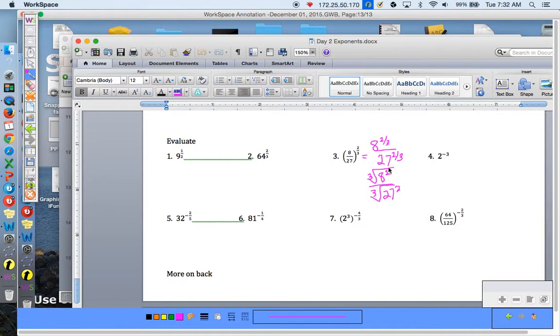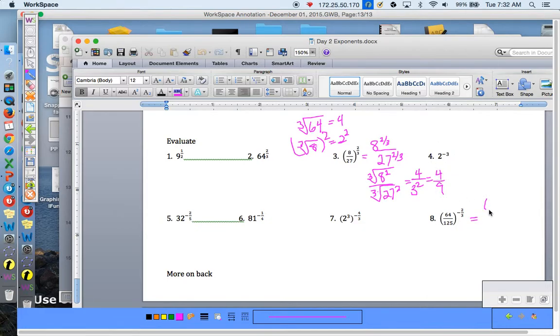So you could look at the third root of 8 squared a couple ways. You could look at it as the cubed root of 64, which we know is 4. Or you could do the cubed root of 8 and square it. And we know the cubed root of 8, well, that's 2 squared, which is 4. So either way, this is 4. The cubed root of 27 is 3 squared, so we have 4/9.